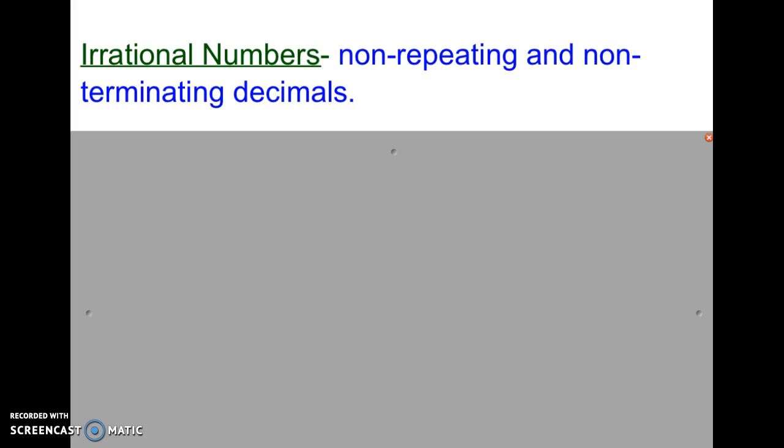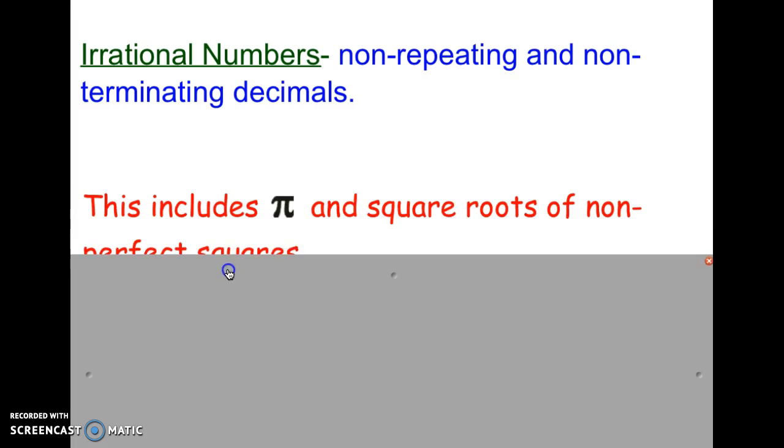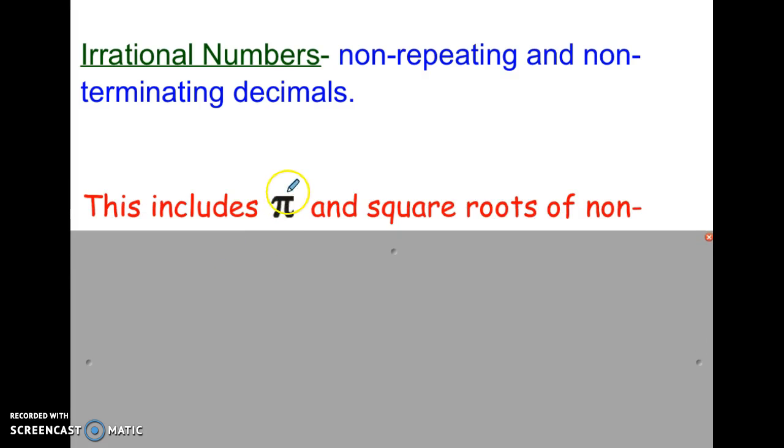Irrational numbers. We've talked about rational numbers. Rational numbers are kind of your pretty numbers. Irrational numbers are gross. They're non-repeating and non-terminating decimals. So one example of that is pi. Pi is 3.1415926535897932338. It's just like somebody vomited numbers after the decimal point.